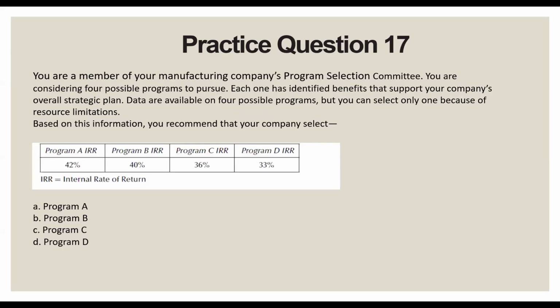Now, which program should be selected here based on the internal rate of return? Higher the IRR, better it is, right? Yeah, it is B. Oh, sorry, A. A.